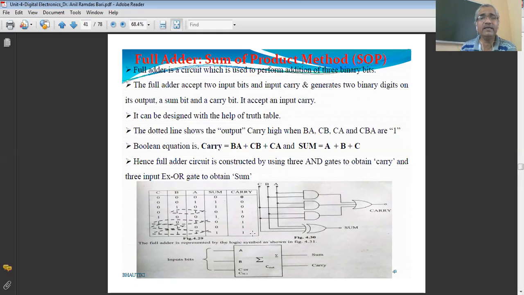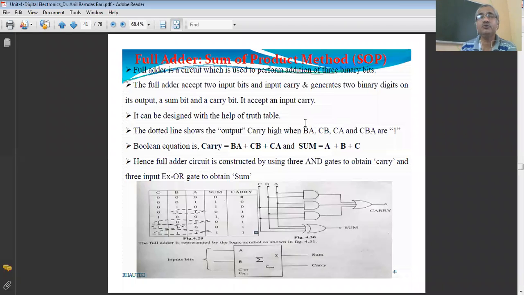Now the next carry is obtained for CA. So take the product of CA. And the third carry is obtained for CB. So take CB. So the product is CB. And the last carry is obtained for A, B and C. So for A equal to 1, B equal to 1, C equal to 1, the carry is 1. So last is CBA.